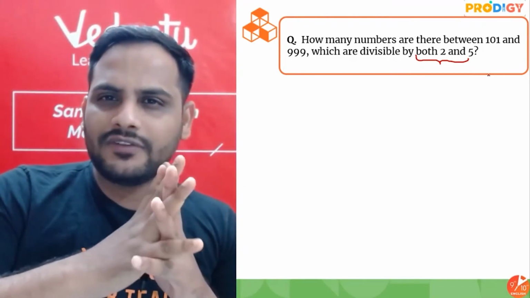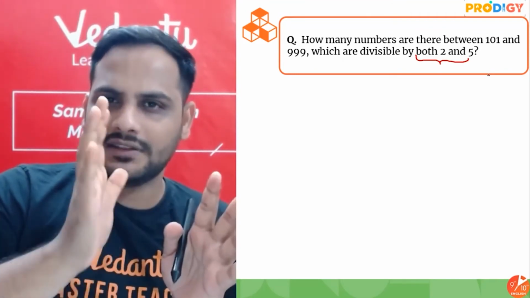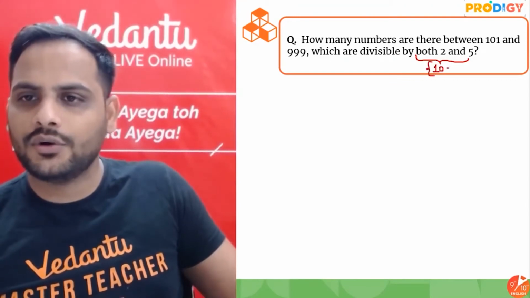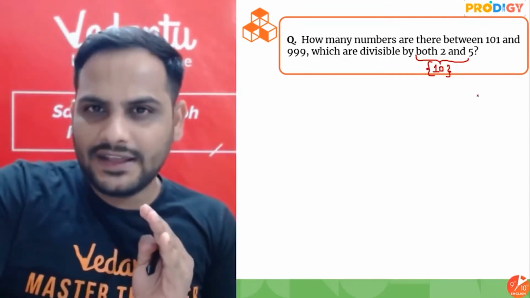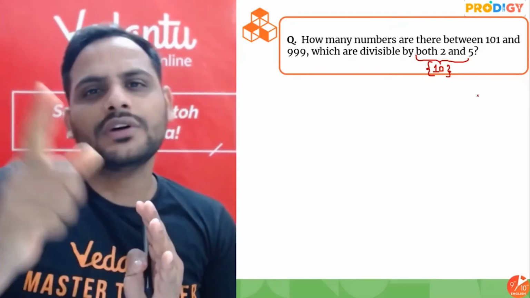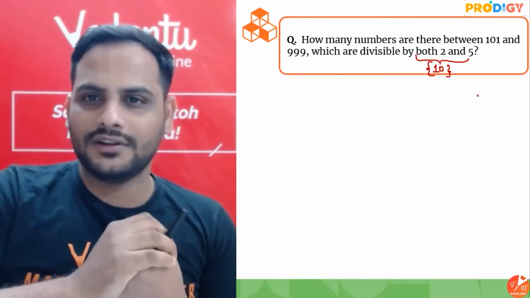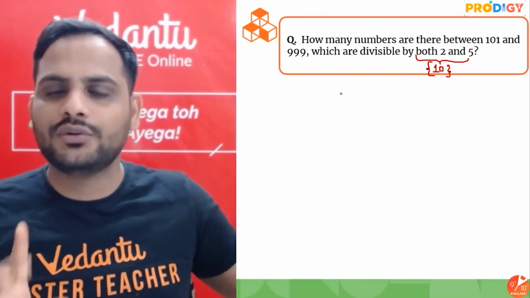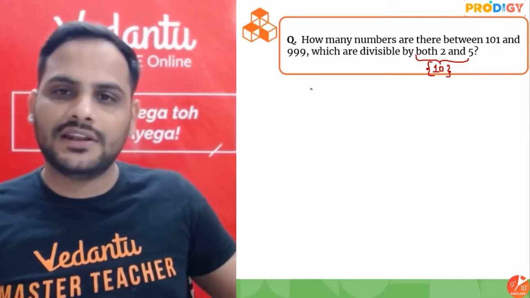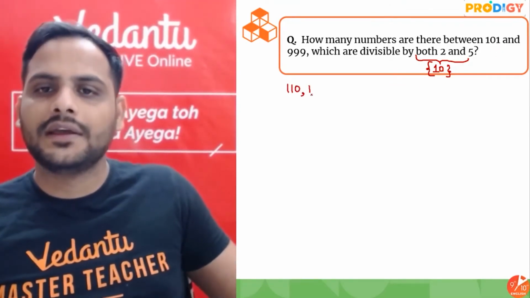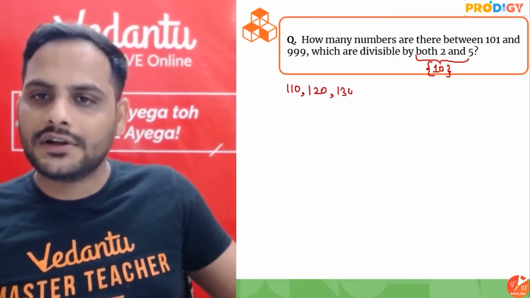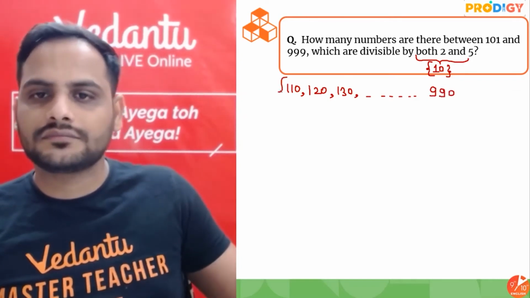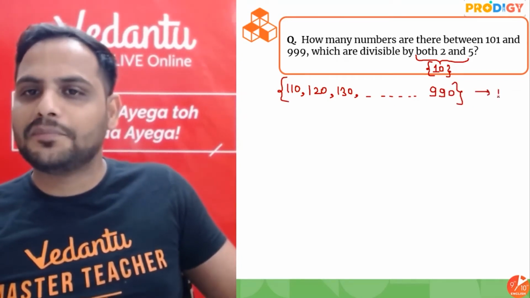So take the LCM of 2 and 5, it is 10. Simply, they are asking for those numbers which are divisible by 10. Yes or no? If a number is divisible by 10, that number is divisible by both 2 and 5. Otherwise, it is not. So how many multiples of 10 do you see between 101 and 999? Starting from 101, I can say 110, 120, 130, and this way I'll keep going up to 990. These are my numbers. So I have got my AP.